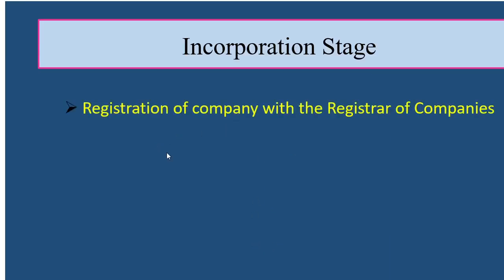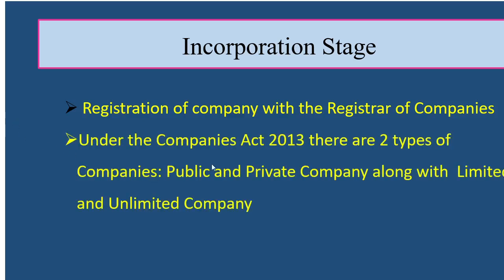So incorporation stage is nothing but the registration of the company. The actual registration will take place in this stage. So that is the stage in which a legal birth is given to the company. And in the Companies Act 2013, there are two types of companies. One is public company and another one is private company. Along with these two categories, we have the two subcategories like limited and unlimited companies.